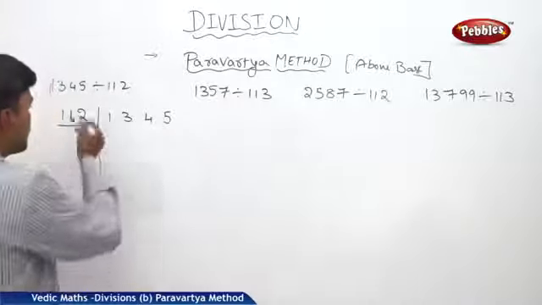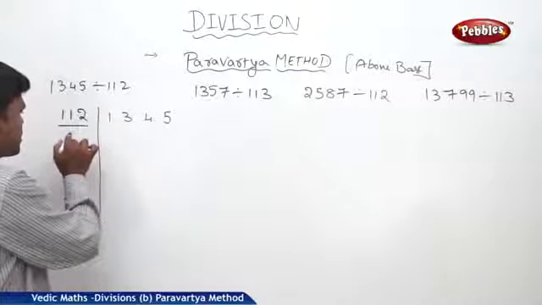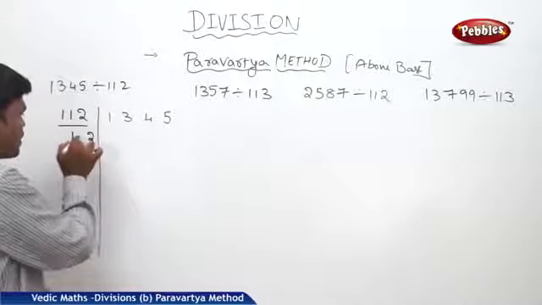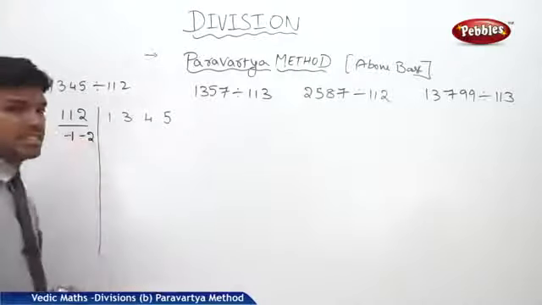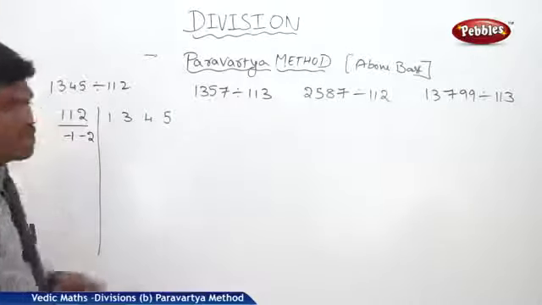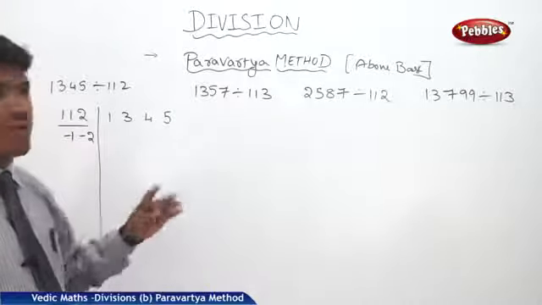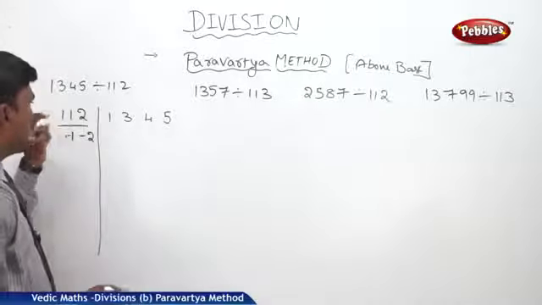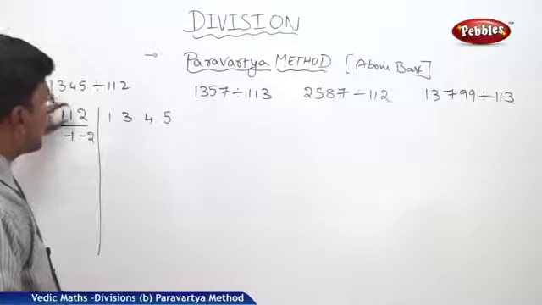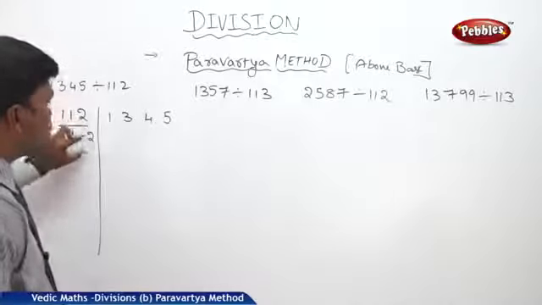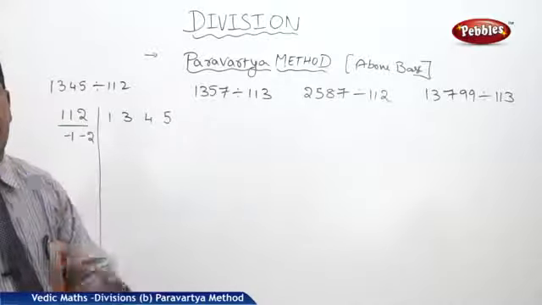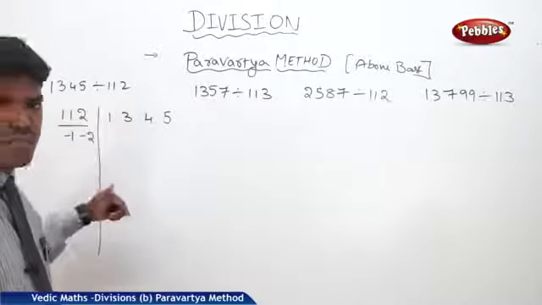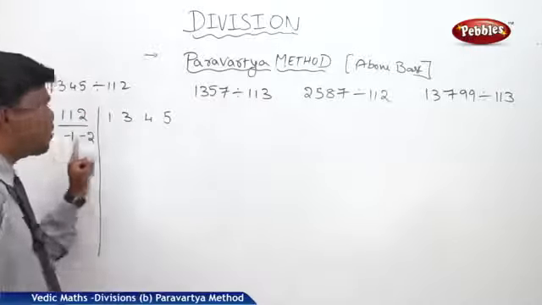now write the remaining digits as they are, but with opposite signs, that is negative. You need to transpose and apply. Paravarthya means transpose. So leaving the leftmost digit, drop the remaining digits with the opposite signs. Here it is plus, so I am putting minus. So minus 1, minus 2.